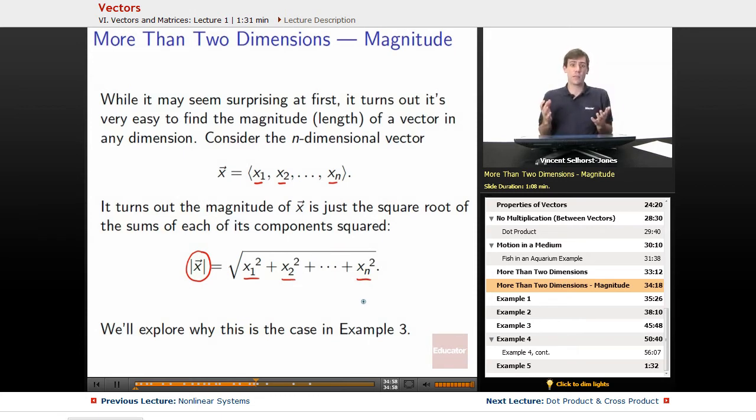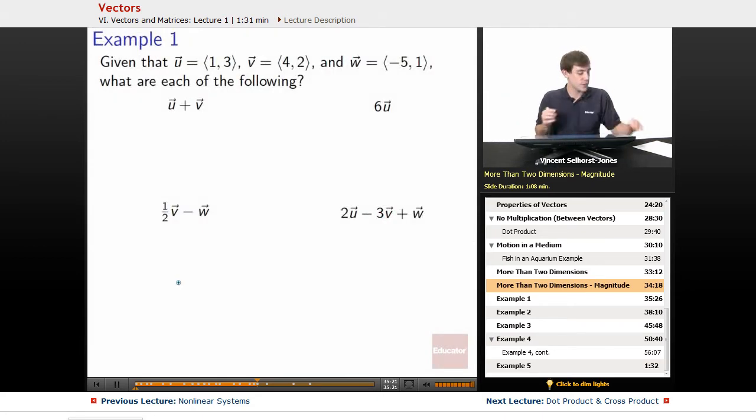So that seems really surprising the very first time we see this. We'll actually explore why this is the case, and we'll make sense of why this has to always be the case if we expand the idea that we'll see in example 3 to higher dimensions. Just think, oh yeah, that would just keep stair-stepping up, and that's why we see the square root of all of the components squared and added together. But you can also just memorize this formula if you want to, and it will be just fine too. All right, let's see some examples.